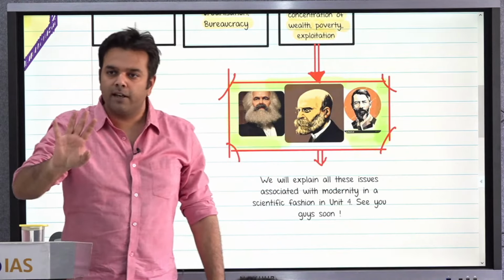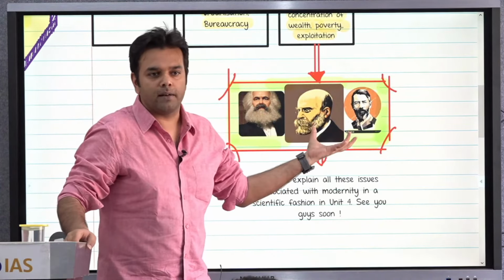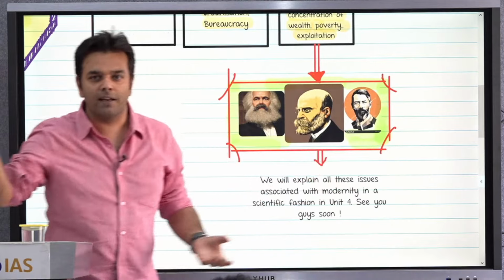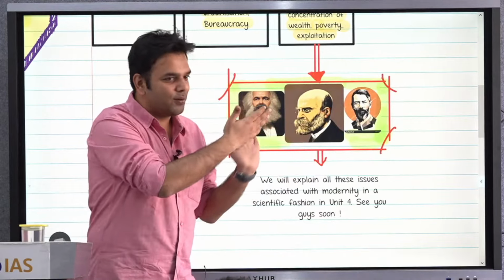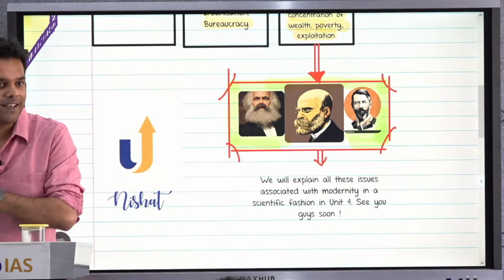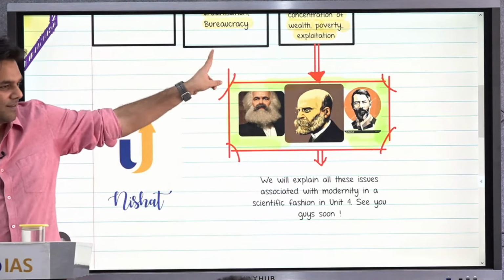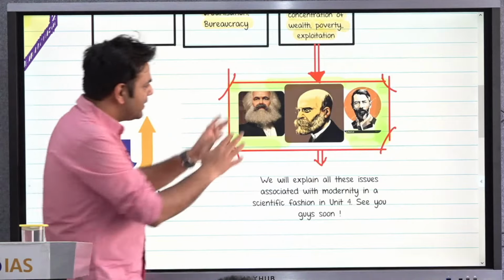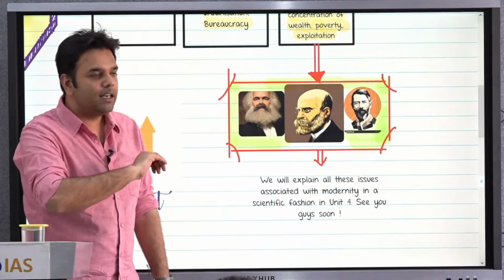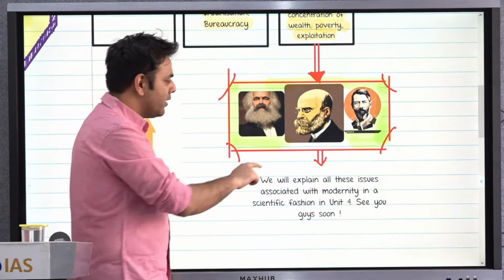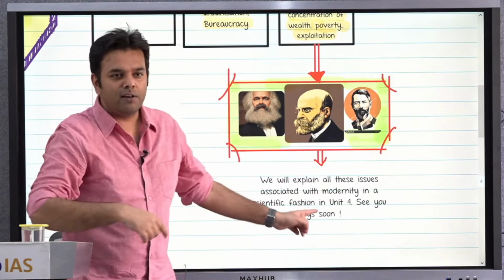We have 6 scholars in our unit 1. Why did I talk about only 3? Because these 3 are European. The rest 3 are American. They are not concerned with European revolutions, although those revolutions had impact on American Revolution also. But these 3 are those main scholars who are reacting to French and Industrial Revolution. So these 3 people are now going to say that, see, all of you have seen the issues with modernity. Now we will explain you all those issues of modernity in a scientific fashion. In unit 4 we will explain you.